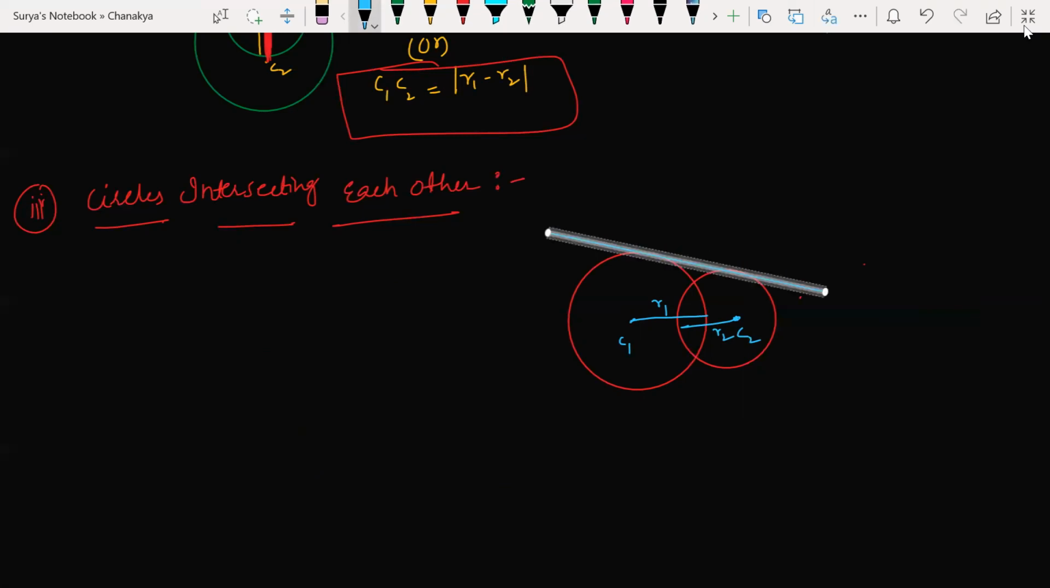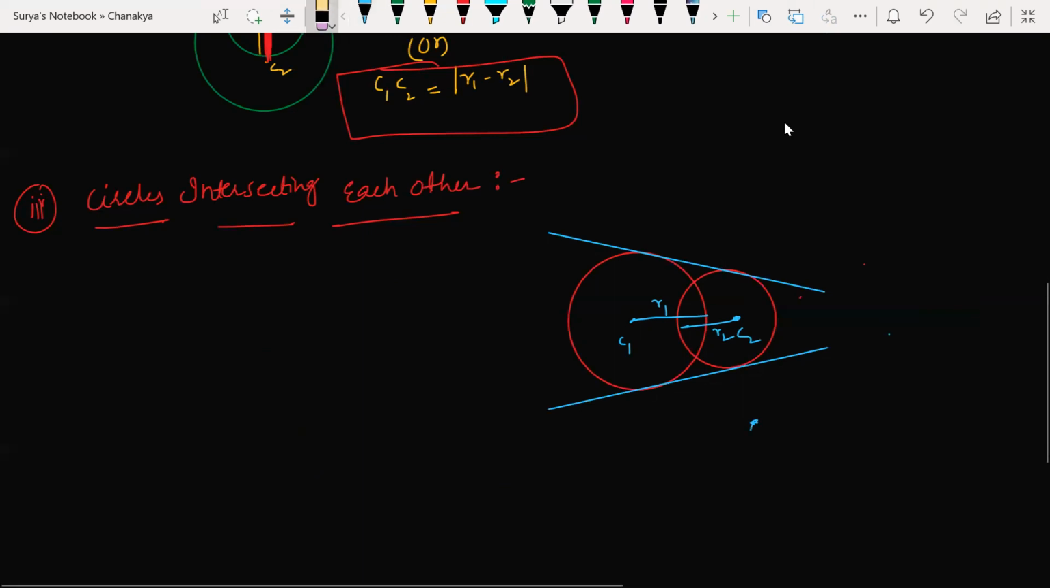This is one common tangent I can draw here. And one more common tangent is like this. These are the two common tangents I can make on these circles, when two circles are intersecting each other. Okay, so this is the thing.